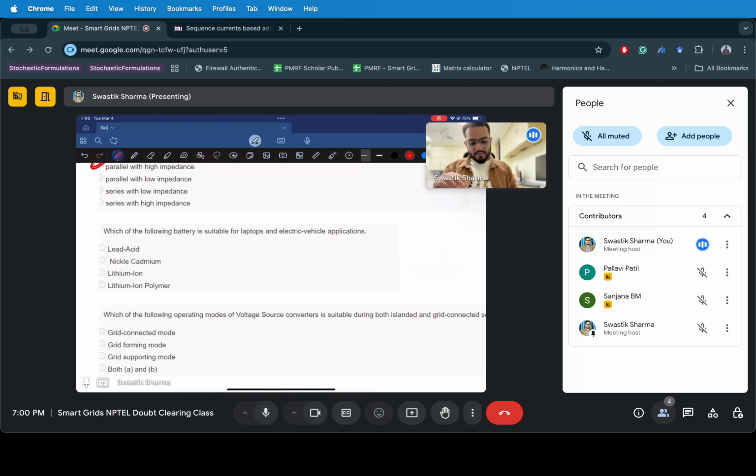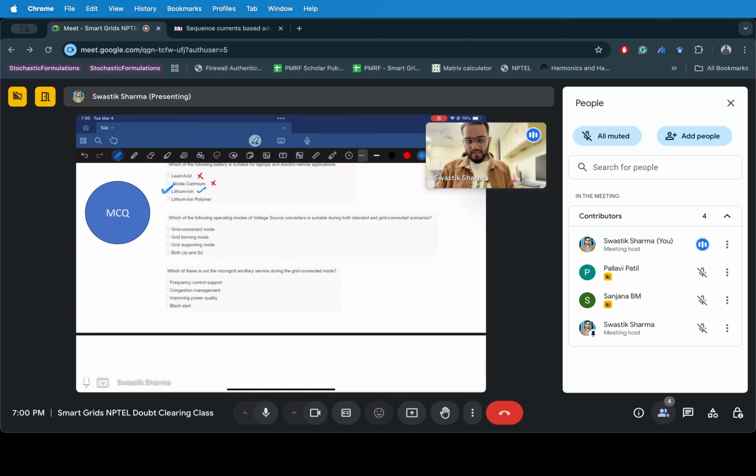Next, which of the following batteries is suitable for laptops and electric vehicle application? So lead acid were earlier used, but they used to have memory effects, so they are no longer applicable. Nickel cadmium, they are used for different purposes altogether. So lithium ion can be used because they don't have any memory effect, and they have considerable size, right? There is one more thing, lithium ion polymer. These are smaller lithium ion batteries which are used in areas where you have size constraints, like for example your mobiles or your smaller notebooks, right? So over there you use lithium ion polymer, but for your EV applications what you use is lithium ion batteries. So the correct answer is lithium ion.